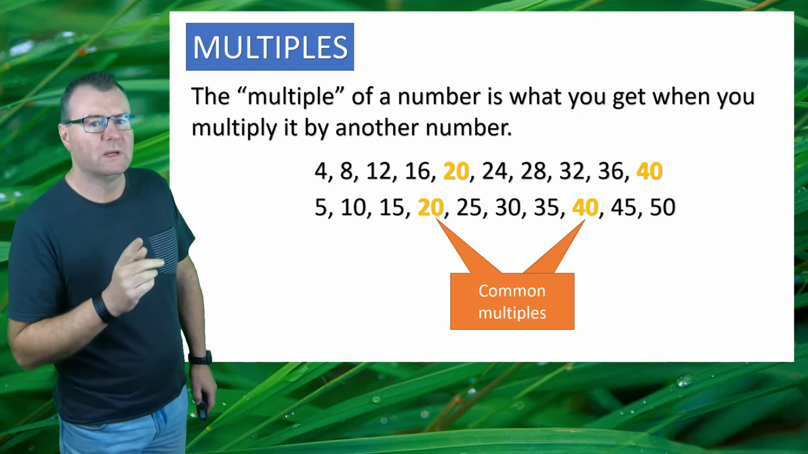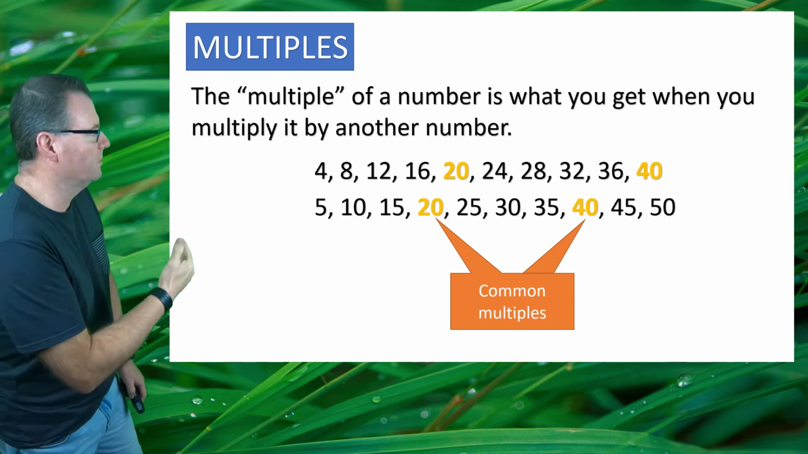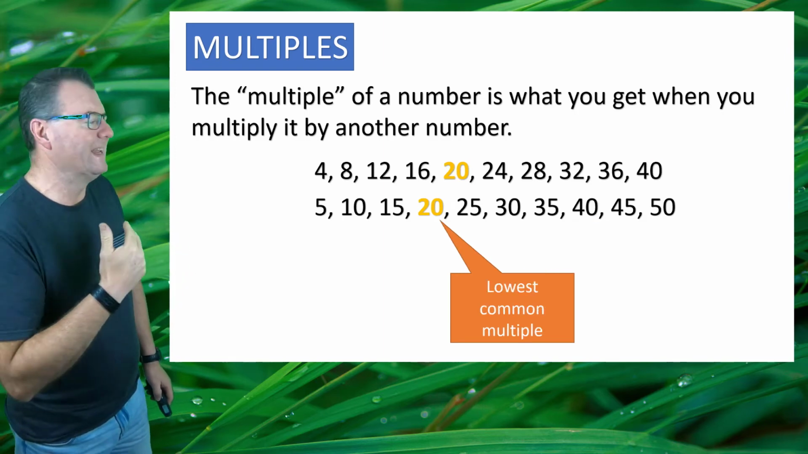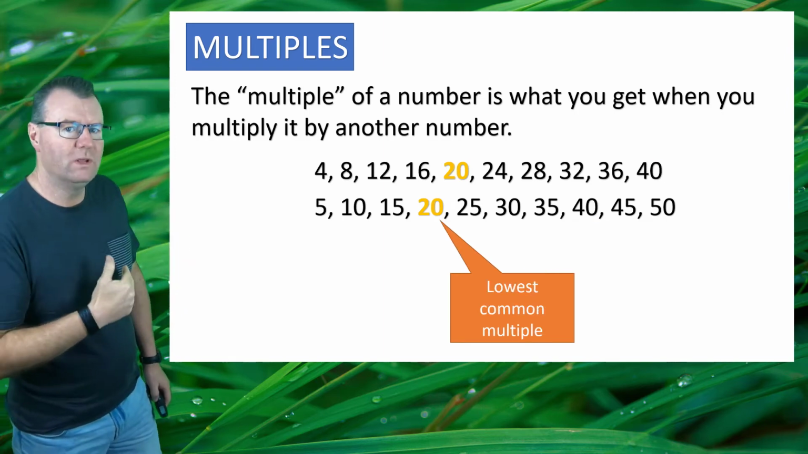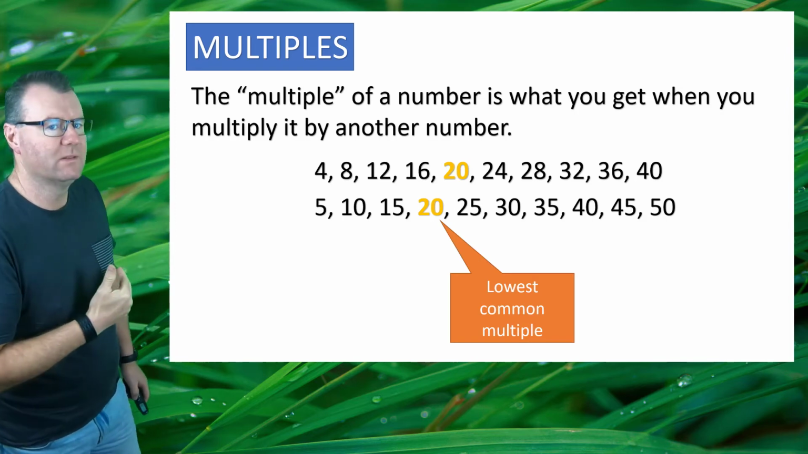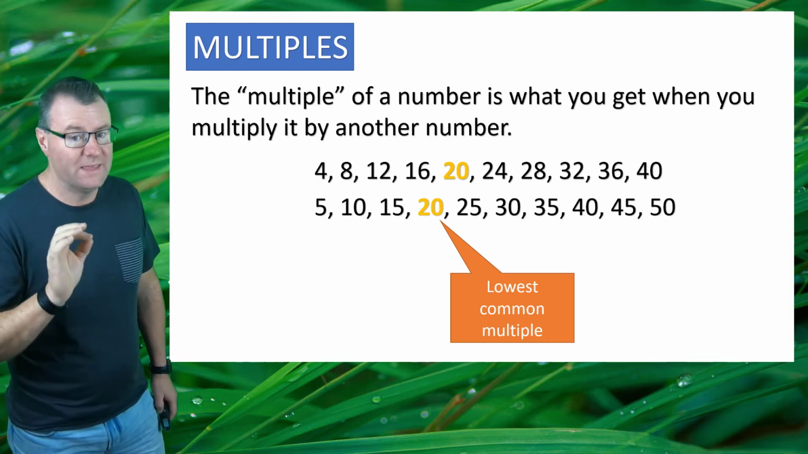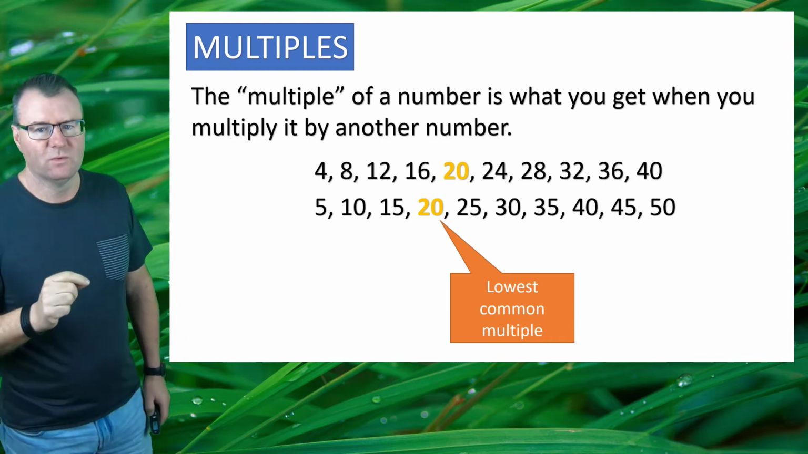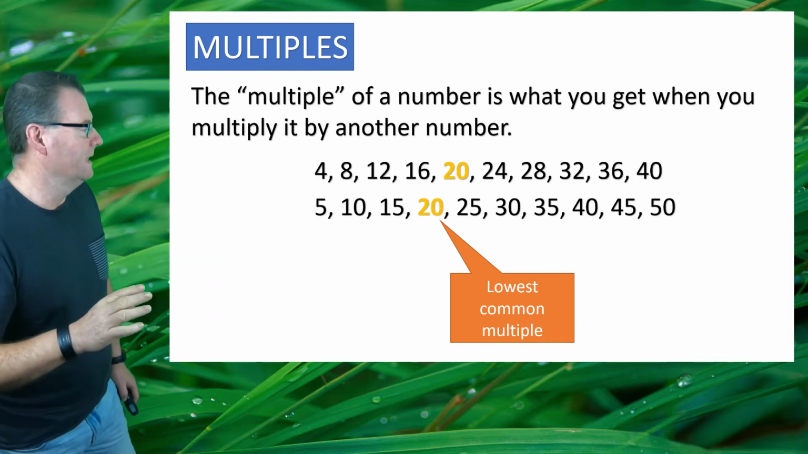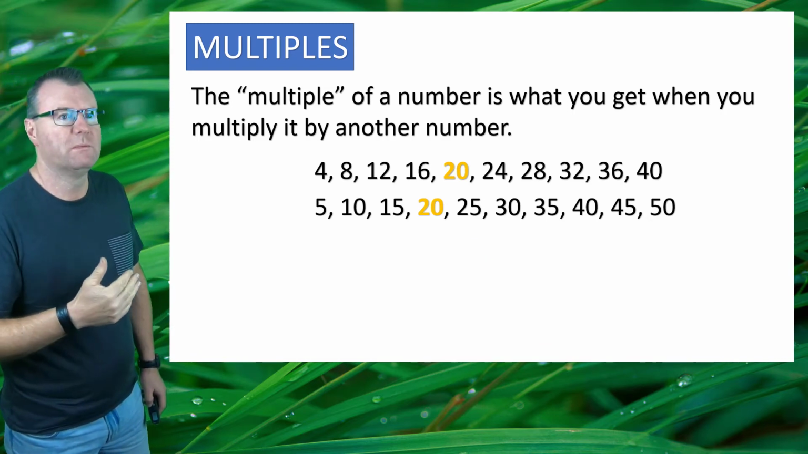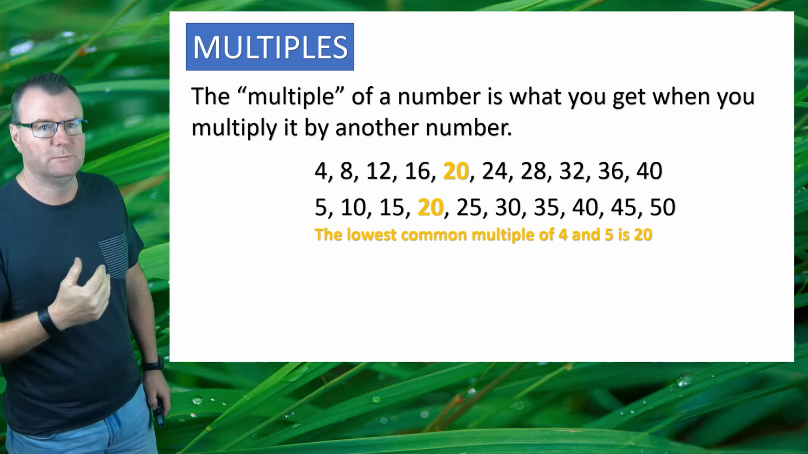Now, this is important because there's one set of multiples there that is the smallest, and it's 20. It's the smallest number that I see appears in both lists. In other words, it's the lowest common multiple. And this idea is really important when we start to work with fractions soon. You're going to use this idea of the lowest common multiple. Let's try one more example.